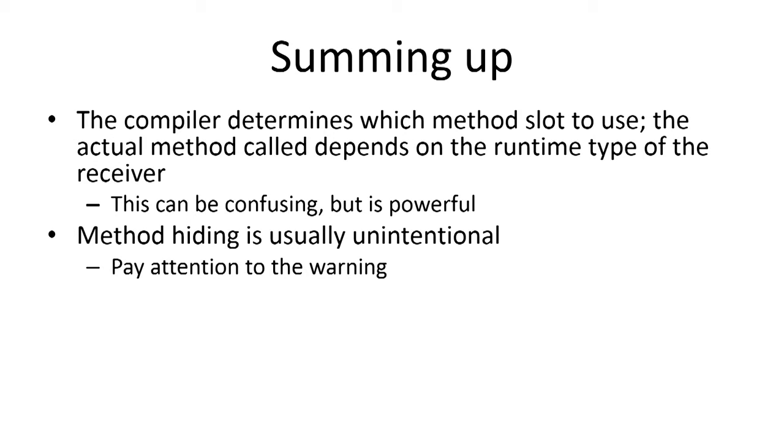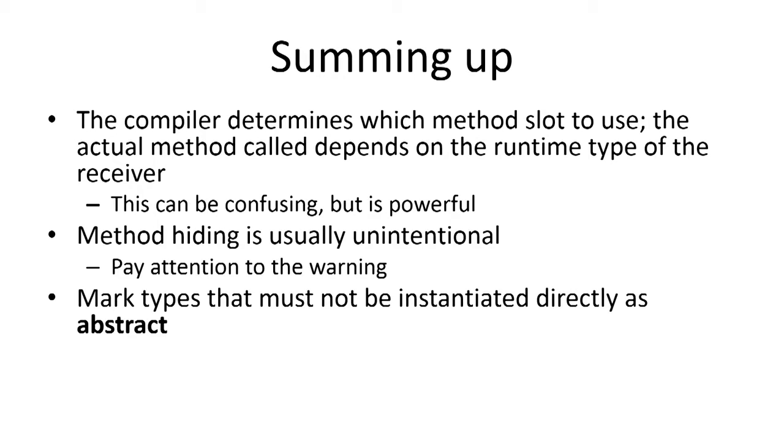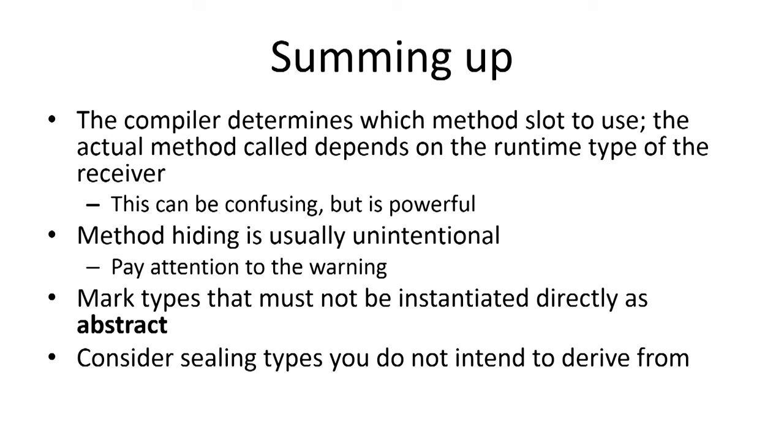I never said what happens if you say both new and override, and that's an error. You can't both say, I wish to create a new slot and I wish to override an existing slot. So once again, we see that C# gives you warnings for good reasons. Pay attention to them. If you have a type that you don't intend to be instantiated directly, then mark it as abstract. And consider sealing types that you don't intend ever to be derived from.